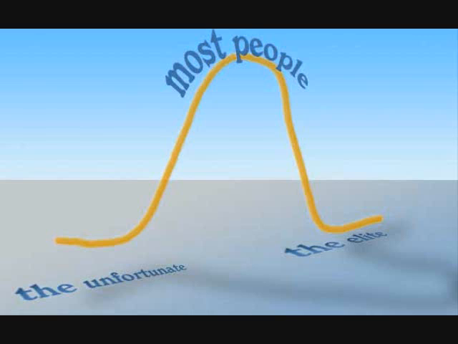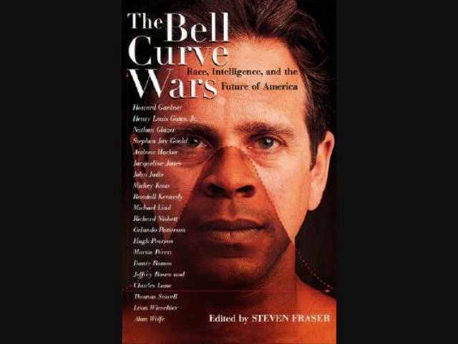And here's another bell curve. The unfortunate, the most of the people that are in between, and the elites. So this can be looked at in politics. It can be looked at across a lot of issues. Gender, race, culture, class, creed. So this is another book. It's called The Bell Curve Wars: Race, Intelligence, and the Future of America.